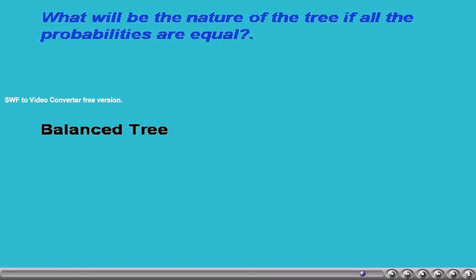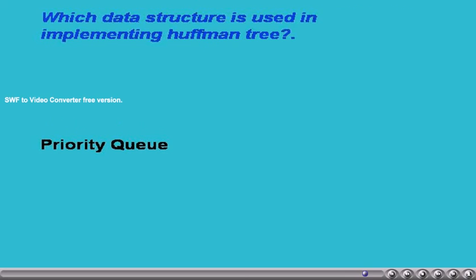What will be the nature of the Huffman tree if all the probabilities are equal? That is, all the symbols have equal probability. The answer is, the tree will be a balanced tree. Which data structure is used in implementing the Huffman tree? Priority queues are the ones which are employed in realizing Huffman trees.